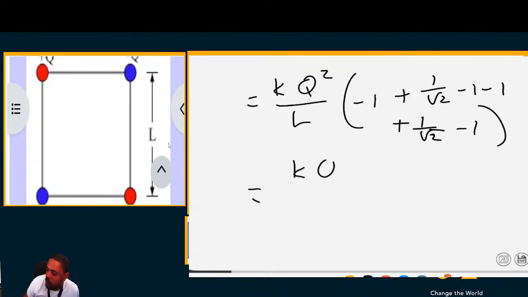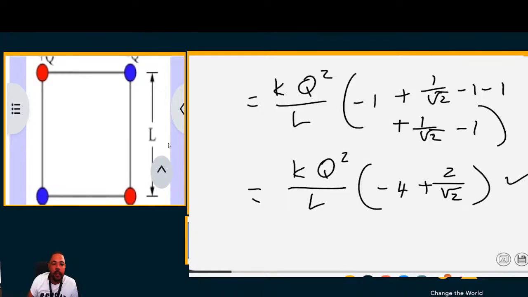Now if you clean that up, negative 1, negative 1, negative 1, negative 1, that's negative 4. And then plus 1 over square root 2, plus 1 over square root 2, that's plus 2 over square root 2. That would be the electric potential energy of this entire system of charges. Now let's check if there's an option for that.